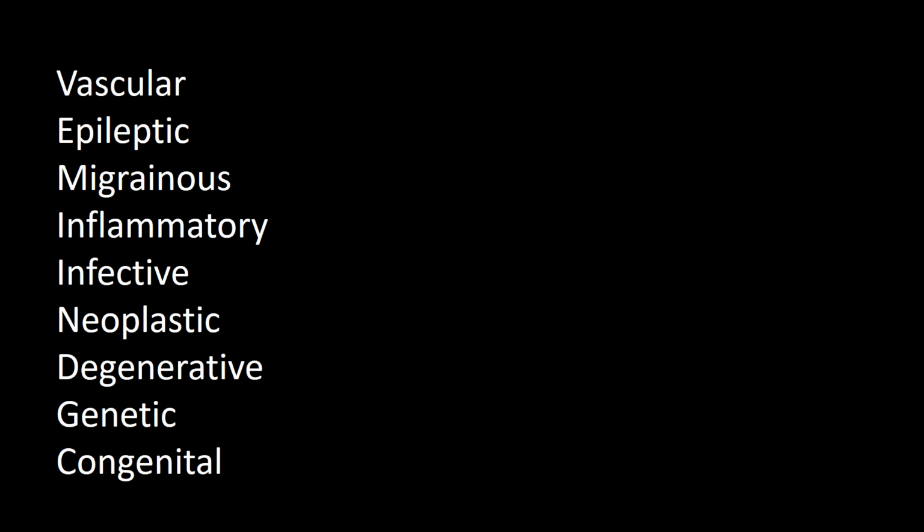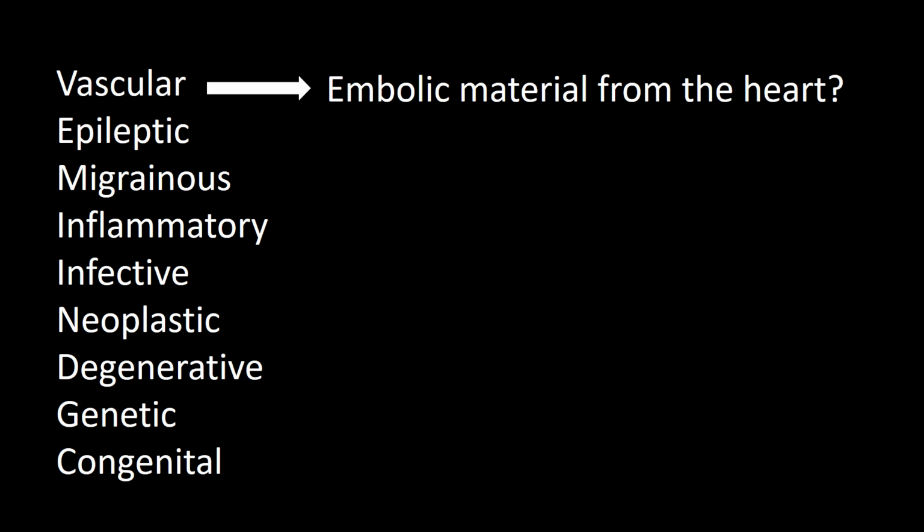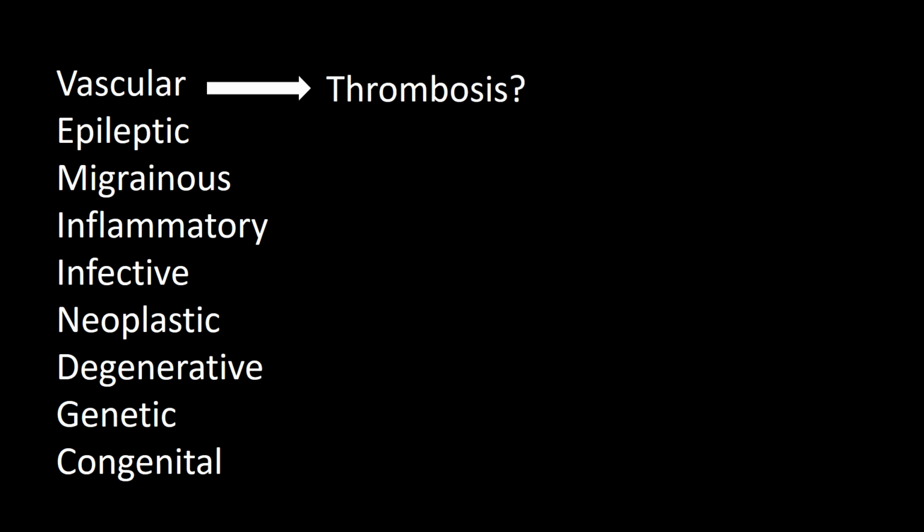The next question we must answer is why. So let's say that we arrive to the conclusion that a patient's illness is due to a vascular problem, let's say a stroke. Then we need to know why. Was the stroke due to an embolic material from the heart? Embolic material from the carotid artery? Was the stroke due to thrombosis? Was the thrombus due to dehydration? Or was the thrombus due to arteriosclerosis?